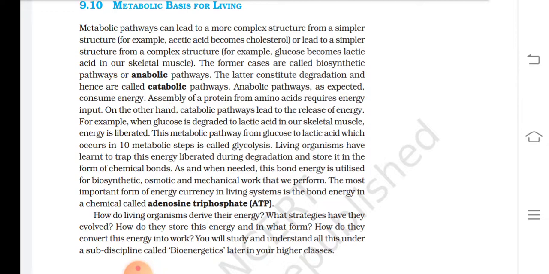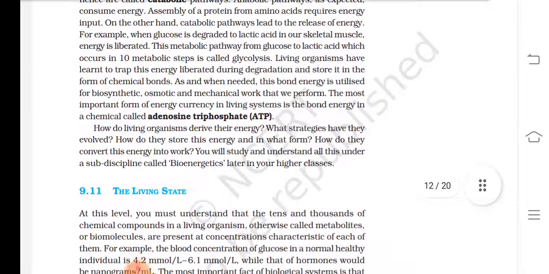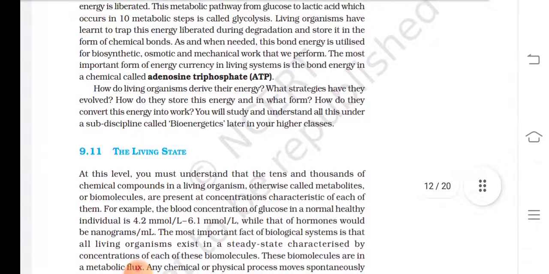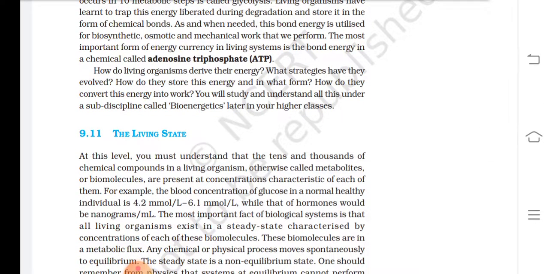Living organisms have learned to trap this energy liberated during degradation and store it in the form of chemical bonds, to be used as and when needed. This bond energy is utilized for biosynthetic, osmotic, and mechanical work that we perform. The most important form of energy currency in living systems is the bond energy in a chemical called adenosine triphosphate (ATP). How do living organisms derive their energy? What strategy have they evolved? How do they store energy, and in what form? How do they convert this energy into work? You will study and understand all this under a subdiscipline called bioenergetics later in your higher classes.